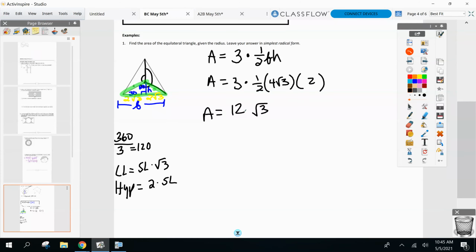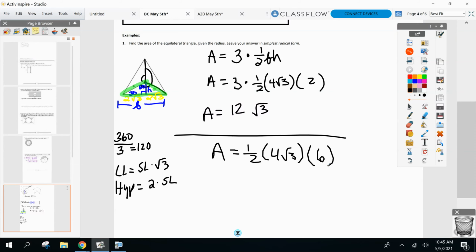Or if anybody heard what Omni just said, she said, let's just use the big triangle. The base of the big triangle would still be 4 radical 3, but now your height would be 2 and 4, so 6 for your height. That would be for the big triangle instead. Fine, fine.